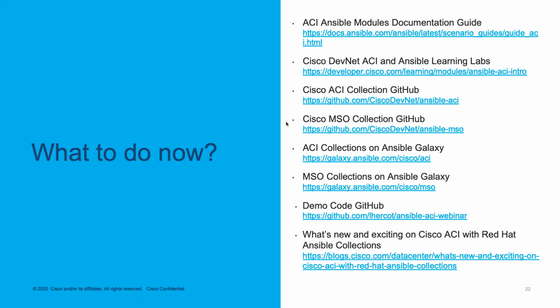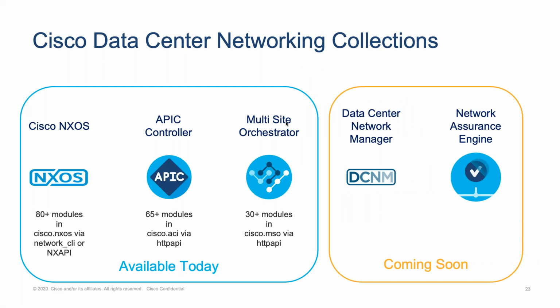You have the links for all the collections. We accept PRs if you want to contribute. This is also an open source project, so we will review them and give you feedback. We are always open for that. There's also a blog that Ravi wrote with a lot of those details. Just a quick summary of the collections: the ones you saw today were the Epic ones and the MSO ones. I didn't do the NXOS ones, but they're available, so don't forget about them. And we are soon going to release the DCNM and the Network Assurance Engine ones, so look out for the content we are going to release in the next few weeks around it.